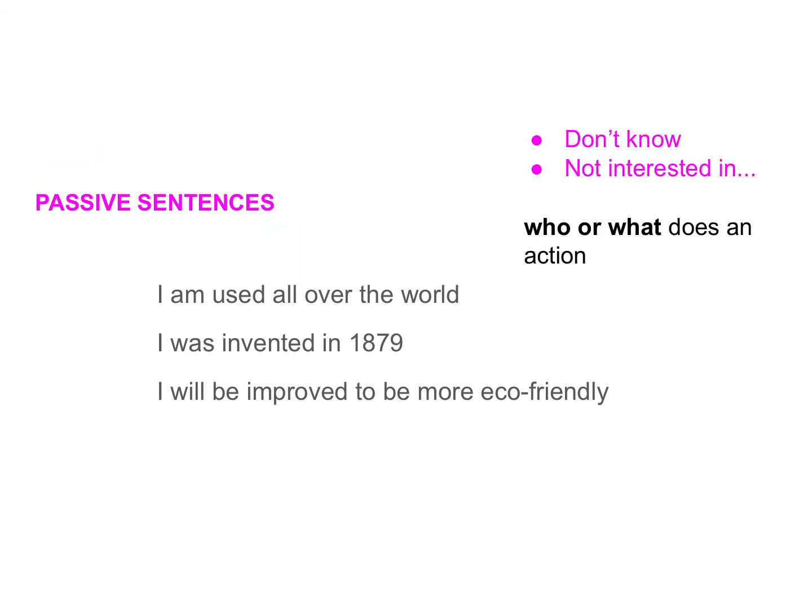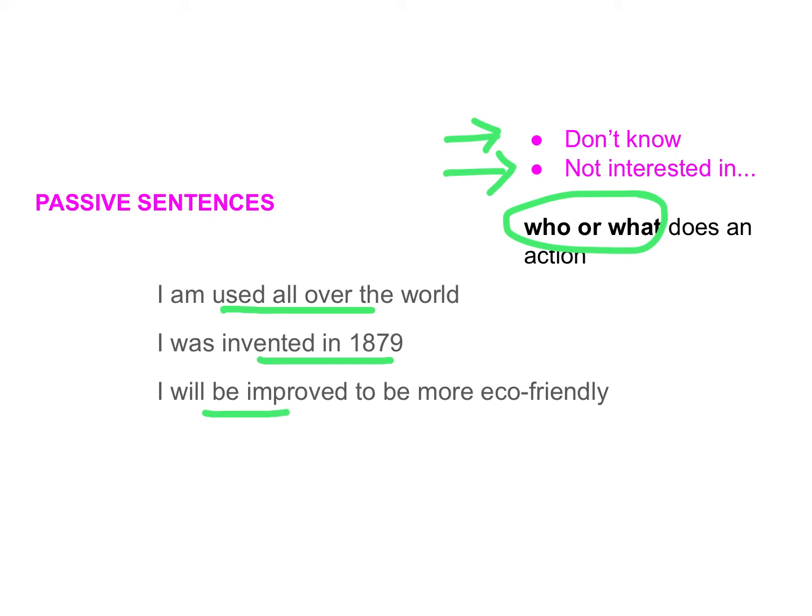We use a passive sentence when we don't know or we're not interested in who or what does the action. In these three sentences, it is the action which is important. The fact that light bulbs are used all over the world, that they were invented in 1879, and that they will be improved. We either don't know, or it's not important, who uses them, who invented them, or who will improve them.